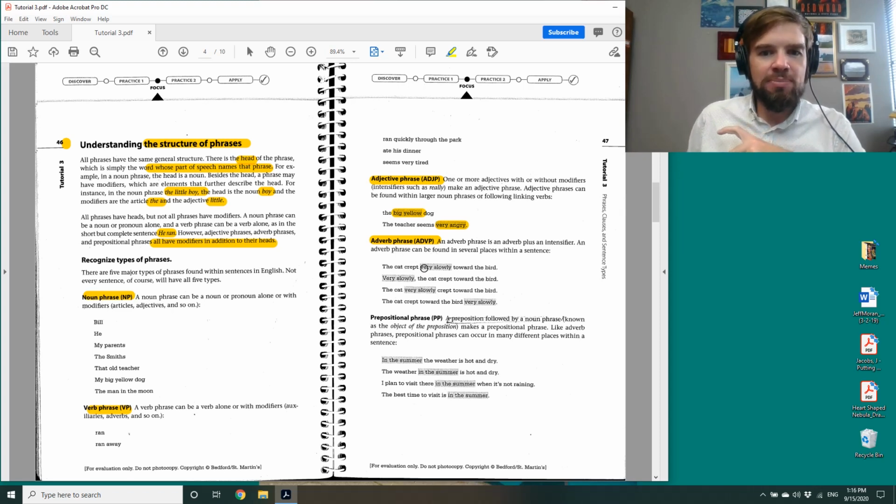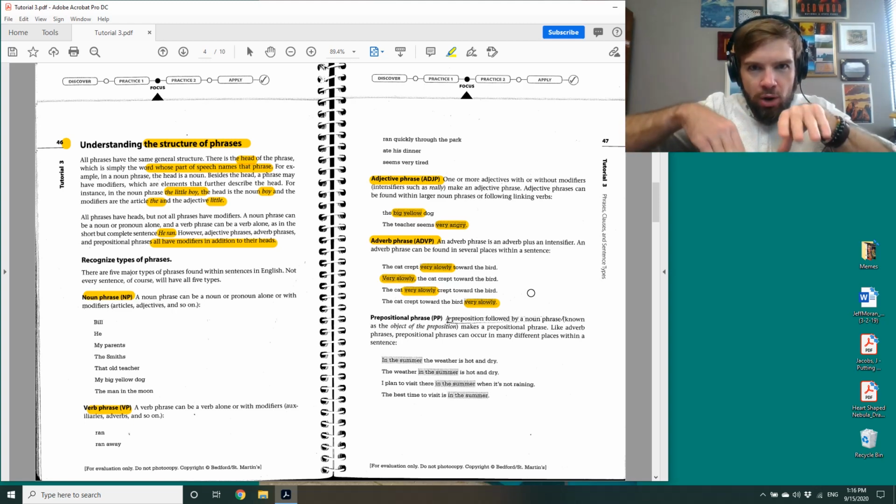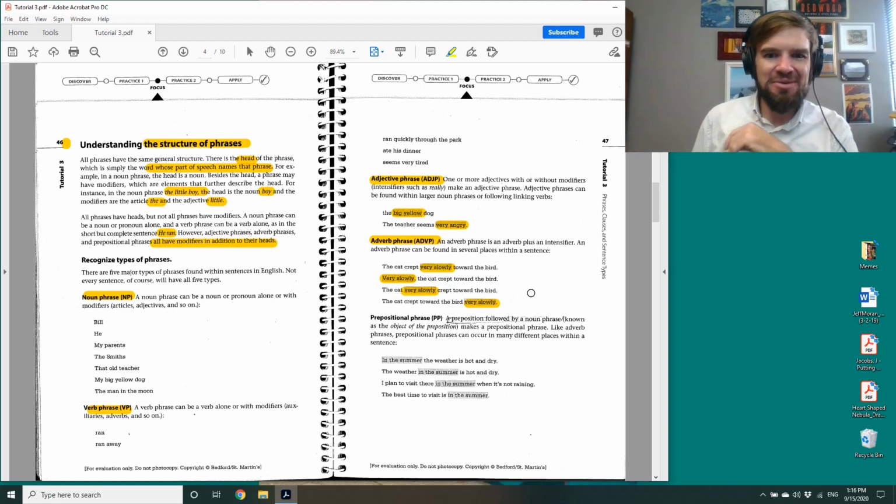So the cat crept very slowly toward the bird. Very slowly, the cat crept toward the bird. The cat very slowly crept toward the bird. The cat crept toward the bird very slowly. And crept is past tense of this verb creep. If you don't know it, creep means walk slowly, right?